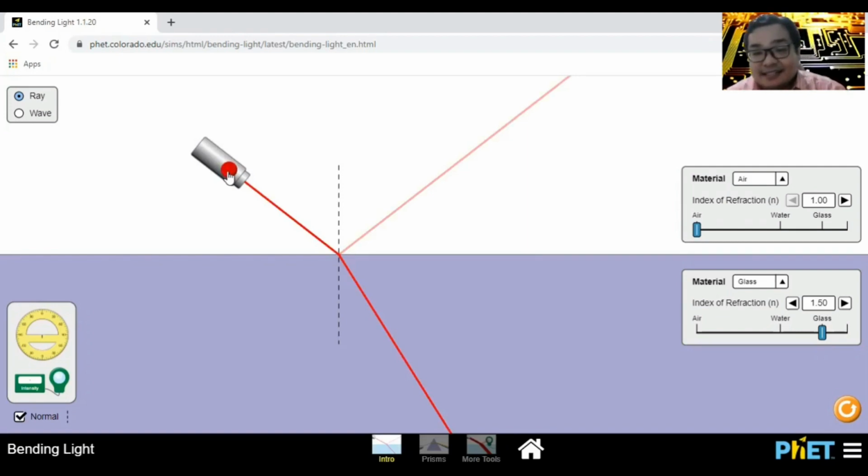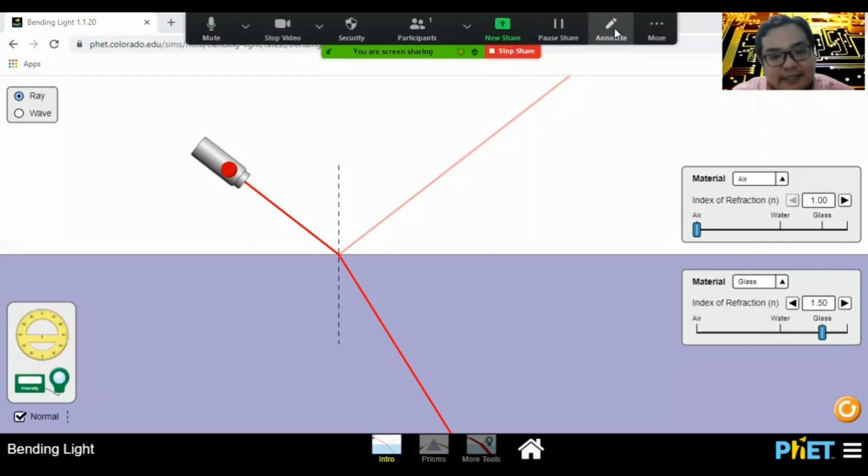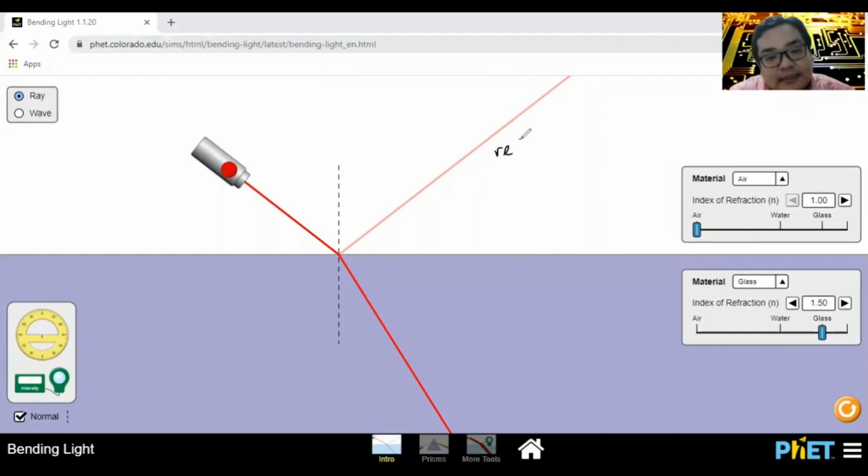Yes, Vincent, what do you think? Yes, very good. We have refraction and reflection. Joshua, which part is the reflection? This part? Very good, Joshua. This is the reflection. Let me annotate here. This is the reflection of light. And then this one is, yes, Joshua, refraction. Very good. Refraction of light, which is happening inside the glass itself.